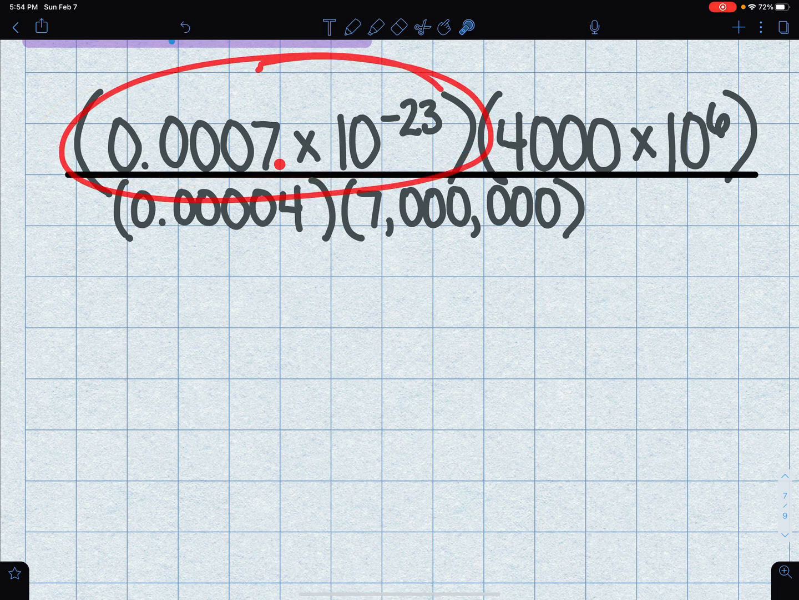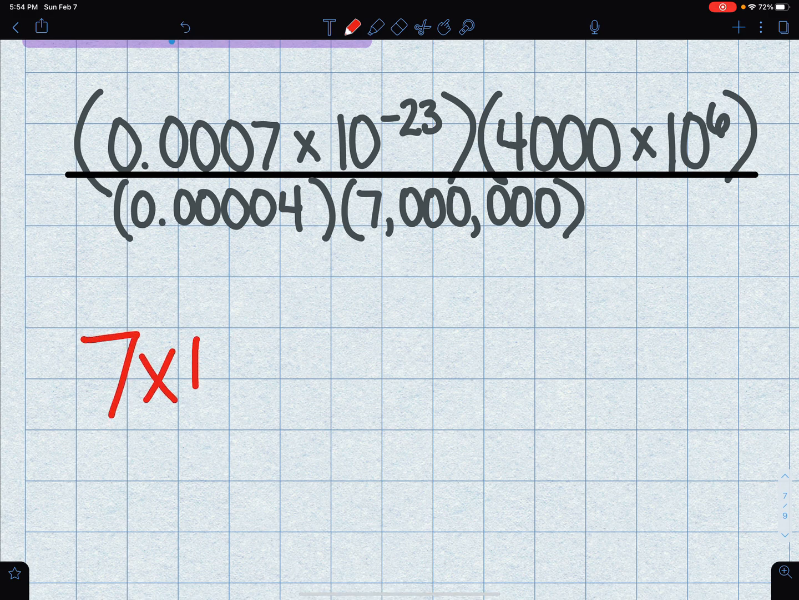Okay, we want the decimal here. 1, 2, 3, 4. 4 spaces. I'm going to make it bigger. 7 times 10. So I'm going to make this smaller by 4. Minus 27. Okay?